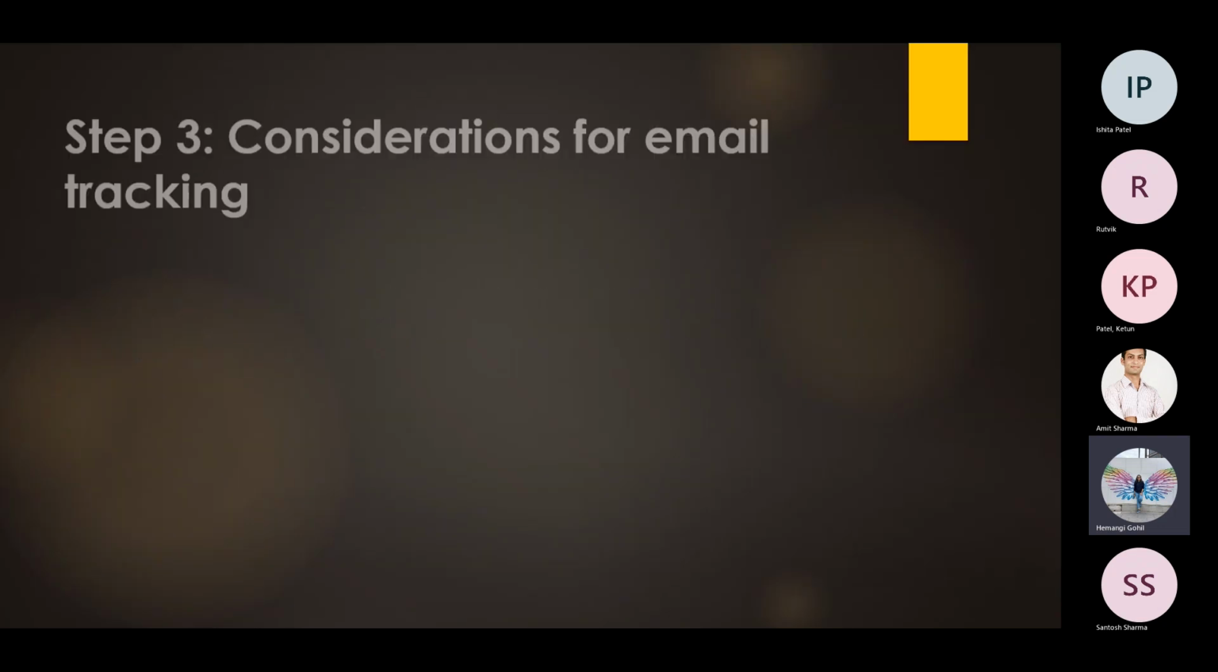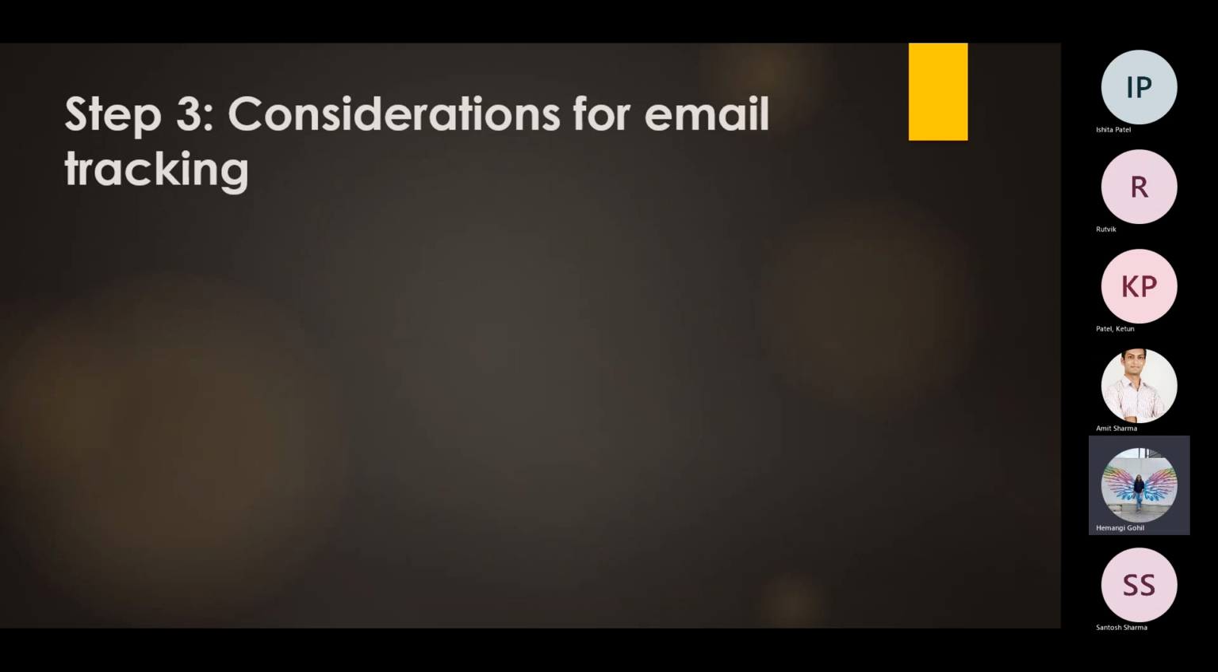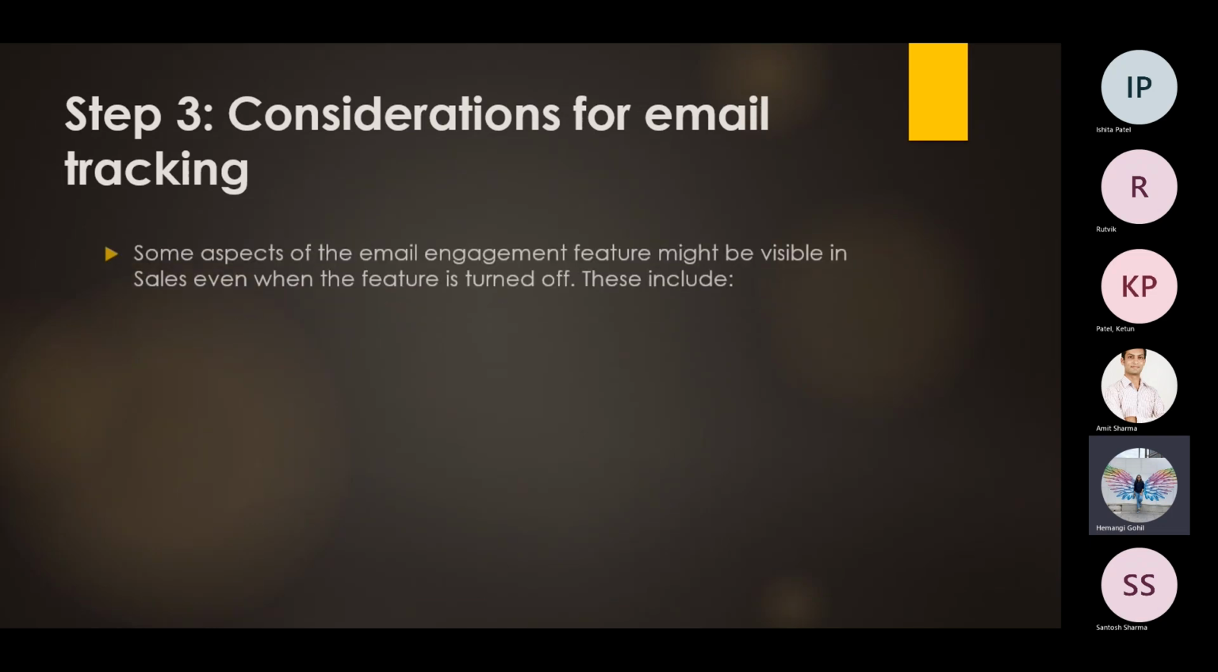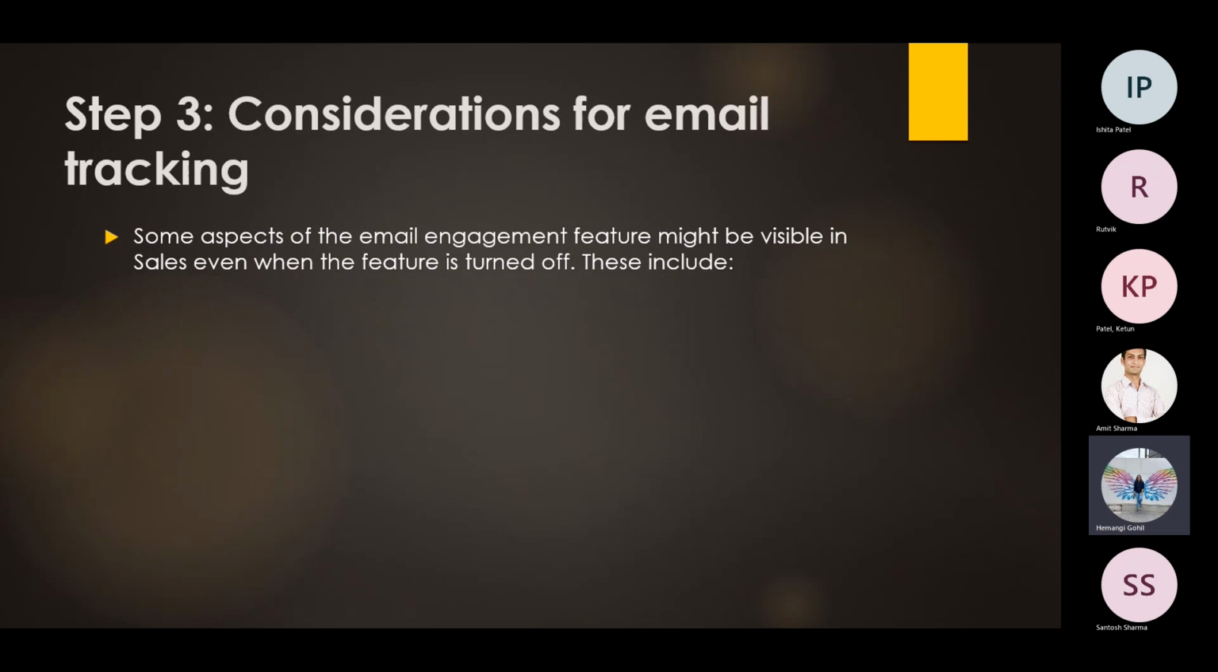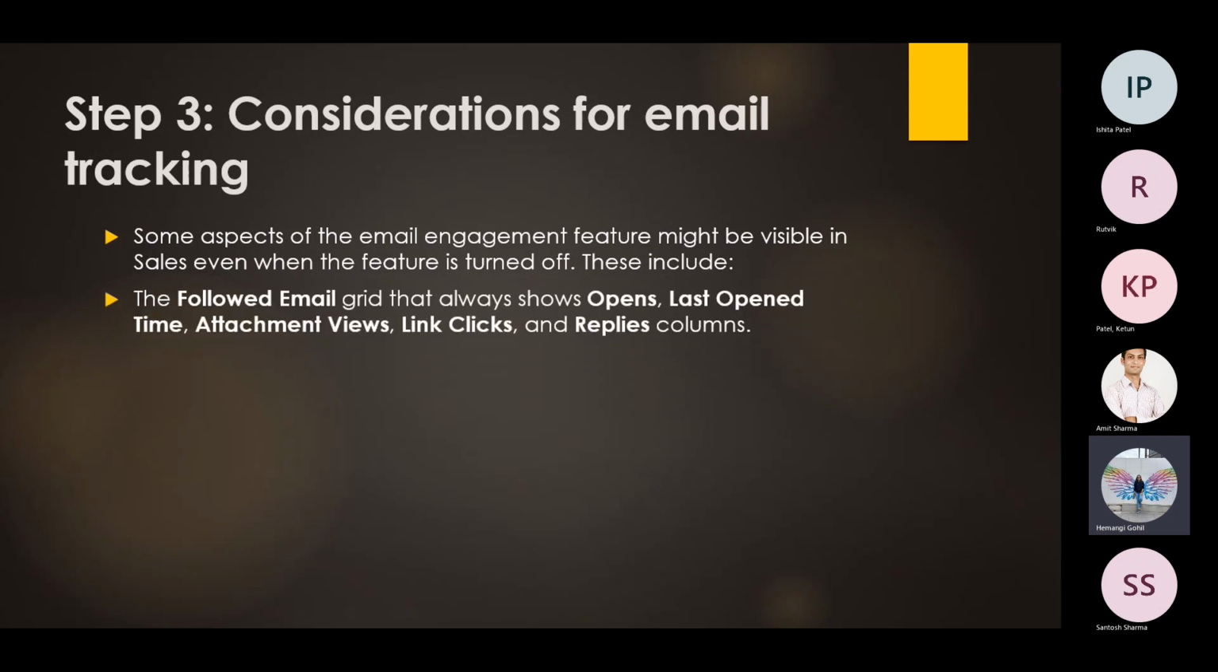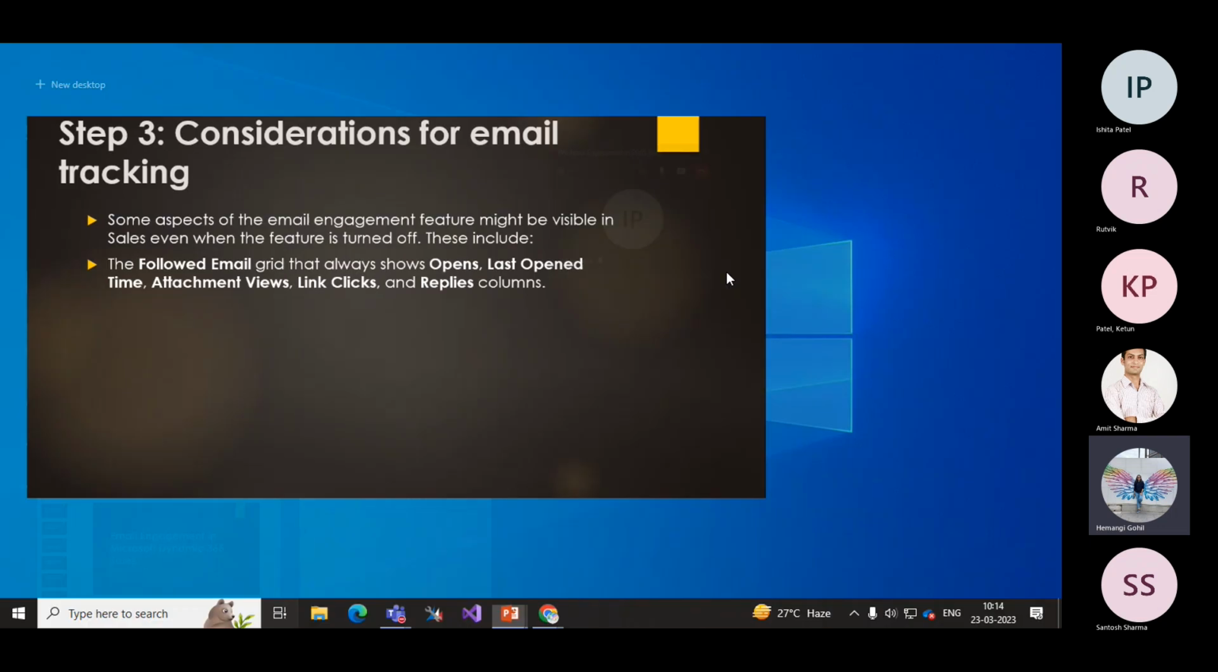Step 3 is consideration for email tracking. Some aspects of the email engagement feature might be visible in Sales even when the feature is turned off. This includes the followed email grid. So let's see this grid in Sales.